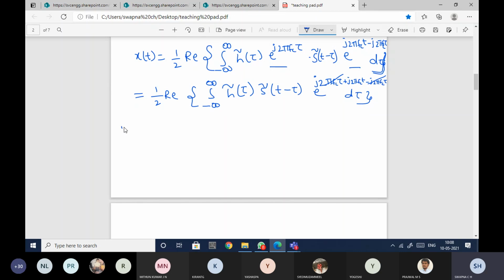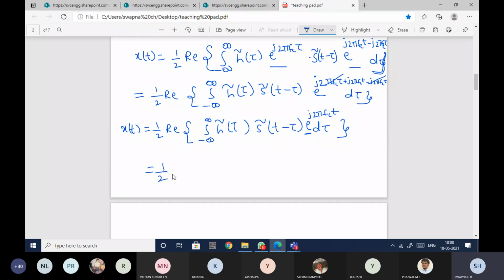So this x of t is nothing but half Re of the integral from minus infinity to plus infinity of h tilde of tau, s tilde of t minus tau, d tau. Anyway, if you observe, here you will be left with e^(j 2 pi fc t) d tau. Anyway, this is independent of tau, I can take it outside.